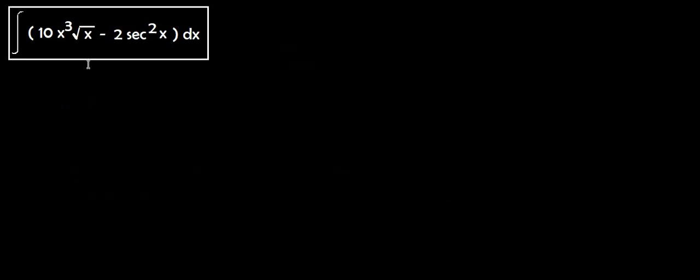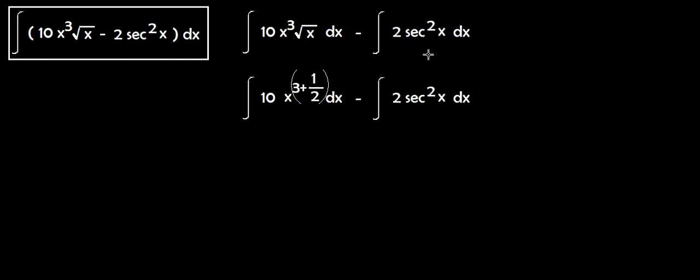In this problem, we have two terms, and dx should be multiplied with each of the terms. So it means that 10x cubed under root x dx should be integrated with respect to x. And also, in this case, 2 sec squared x, we have dx in front of it. It means that we want to integrate with respect to x for this term. Now we can combine this x cubed and under root x and we can write this term as it is.